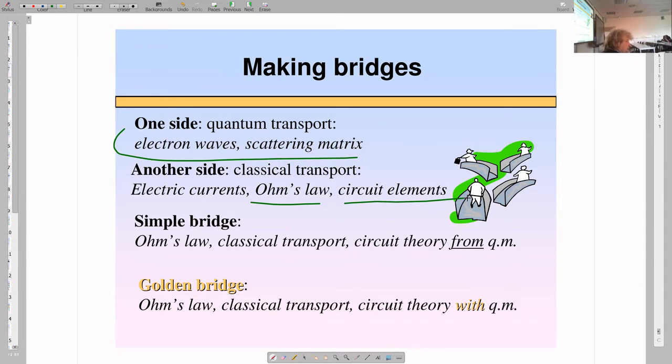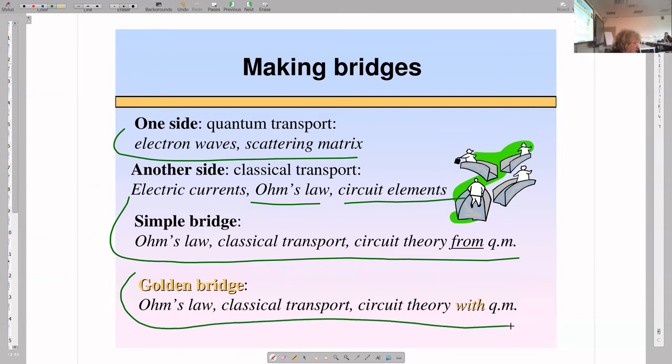Right, and we're gonna make bridges between these two opposite sides. Simple bridge, and in that case, I will derive all this stuff from quantum mechanics. And the golden bridge, and in this case, I would see how these approaches, which are pretty useful, pretty powerful, we will discuss why, how these approaches could be used to understand quantum mechanical systems.